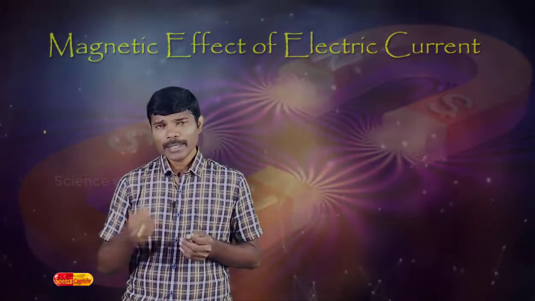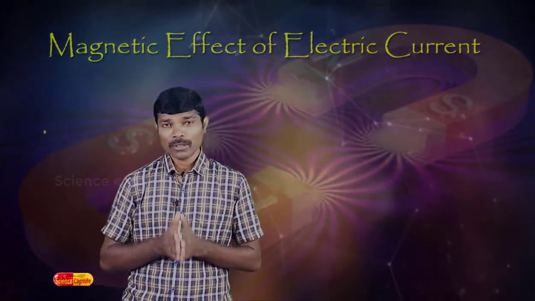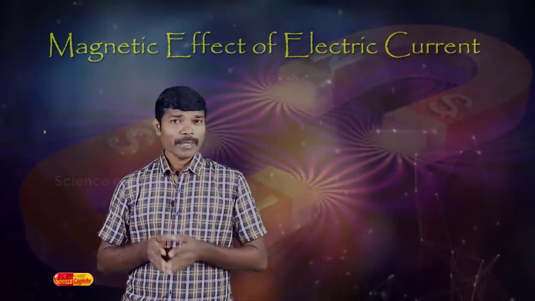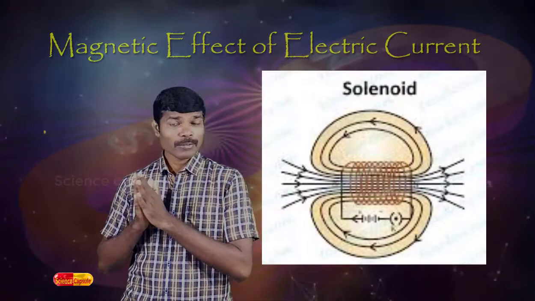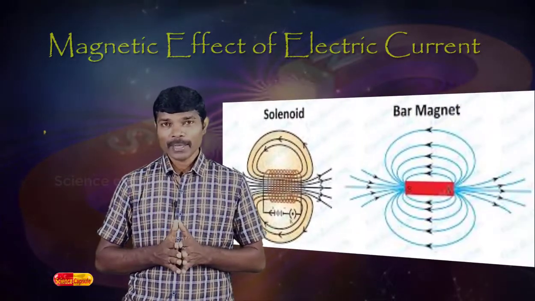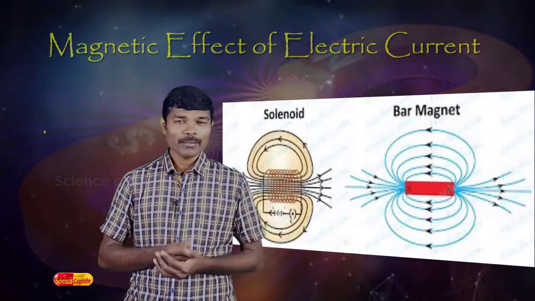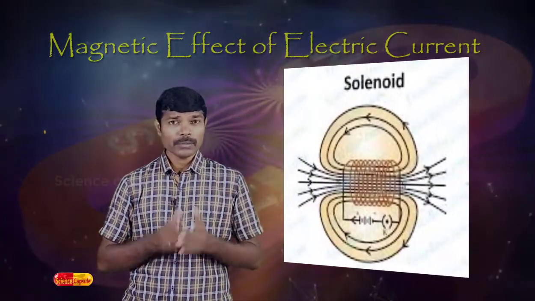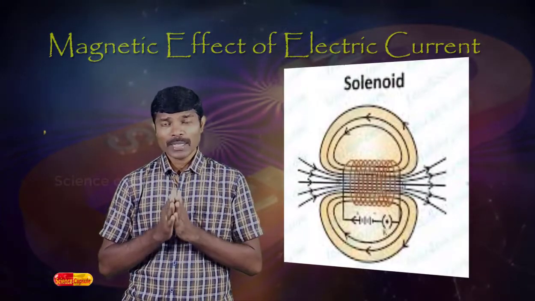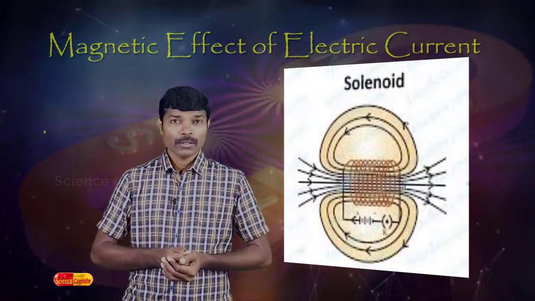A coil of many turns of insulated copper wire wrapped in the shape of a cylinder is called a solenoid. Now the pattern of magnetic field lines you can see in the picture is very similar to what we have seen in the case of a bar magnet, right? Here one side acts as the north pole and the other is the south pole, and the magnetic field produced by the solenoid is very large. So we can say that the strength of the magnetic field is more in the case of a solenoid.